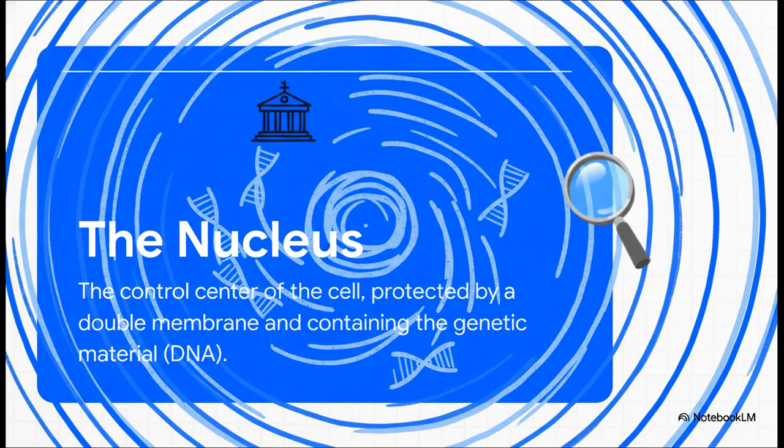All right, let's head to the center of town, to City Hall, or in this case, the nucleus. This is the absolute control center for the whole operation. It is so important that it's protected by a double-layered security system. And inside, it holds the master blueprints for, well, everything the cell needs to do and be.